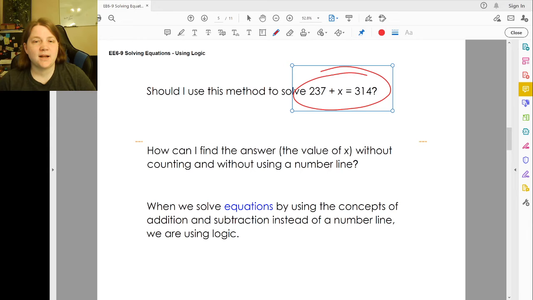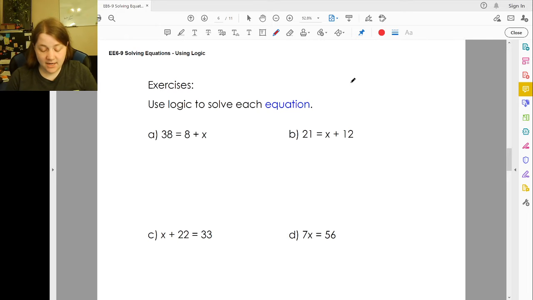So, how could we figure that out without a number line? We're going to use the concepts of addition and subtraction and multiplication and division, or we're going to use logic. So, if I have the number 38, I want to take 8 and add something to it to get to 38. So I want to start at 38 and go backwards 8 spaces. 38 minus 8. 8 minus 8 is 0. That would be 30.